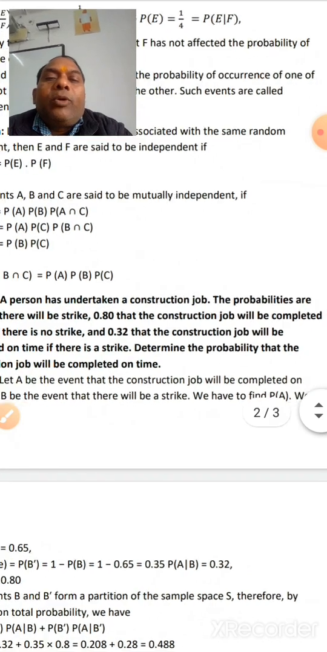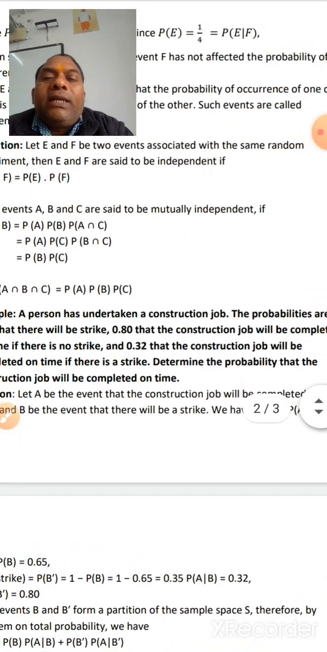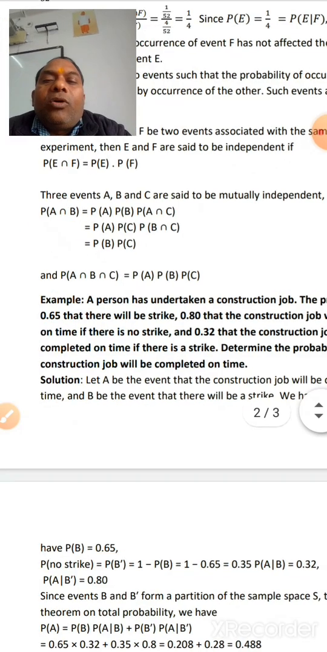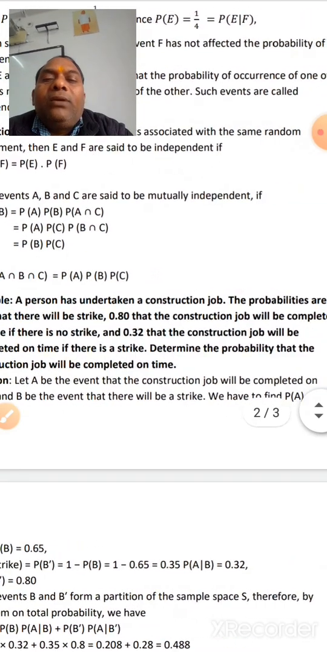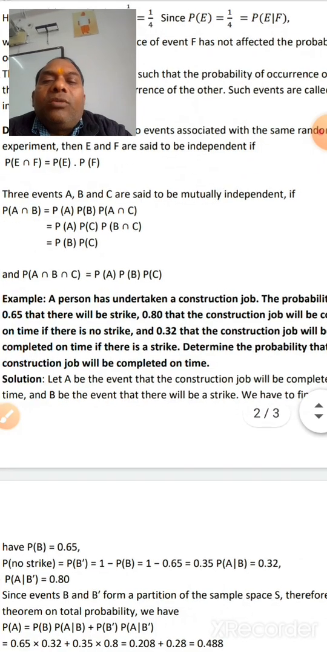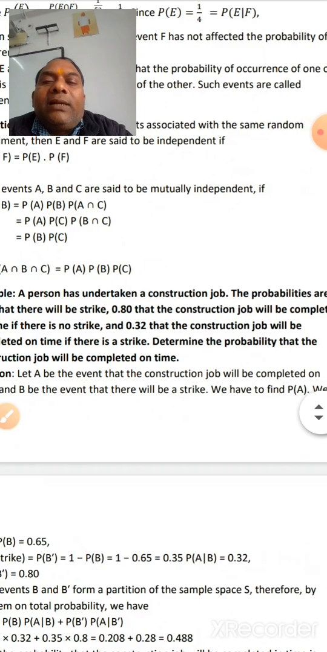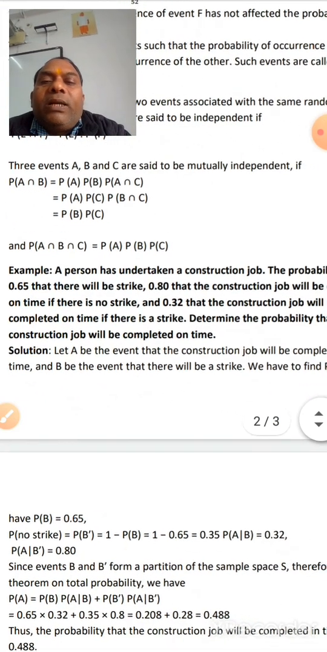The probabilities are 0.65 that there will be a strike, 0.80 that the construction job will be completed on time if there is no strike, and 0.32 that the construction job will be completed on time if there is a strike. Determine the probability that the construction job will be completed on time.